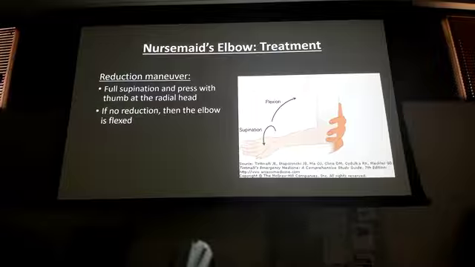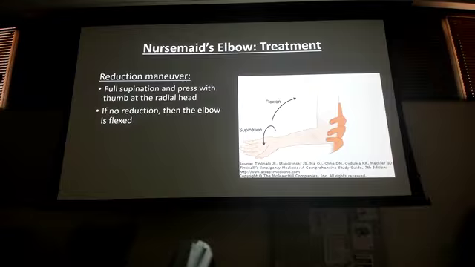So what do I mean by that? I mean that usually I go for the radial head push with my thumb, the supination, but also just go for the flexion. But if at any point you feel that pop, you're done. But if you do both of those techniques together, it's pretty successful.